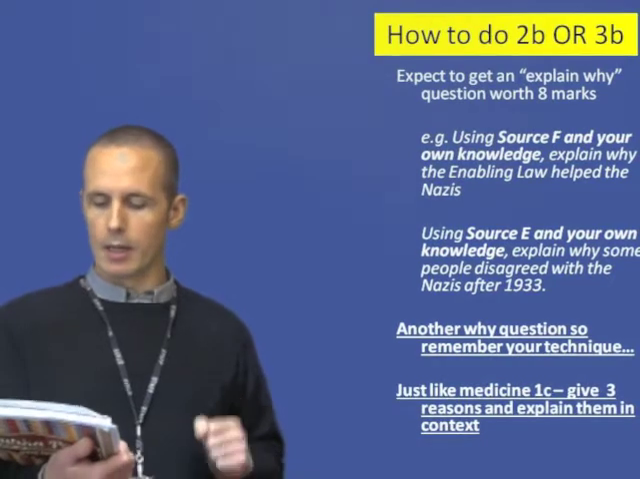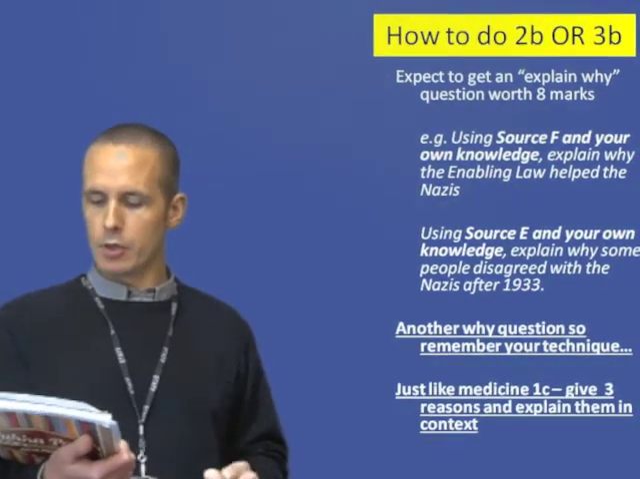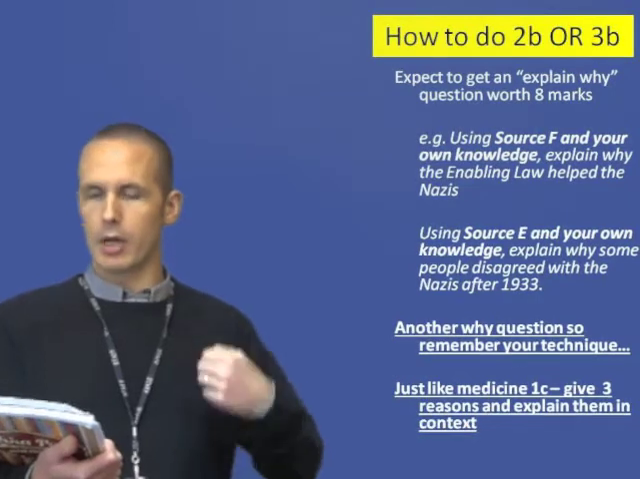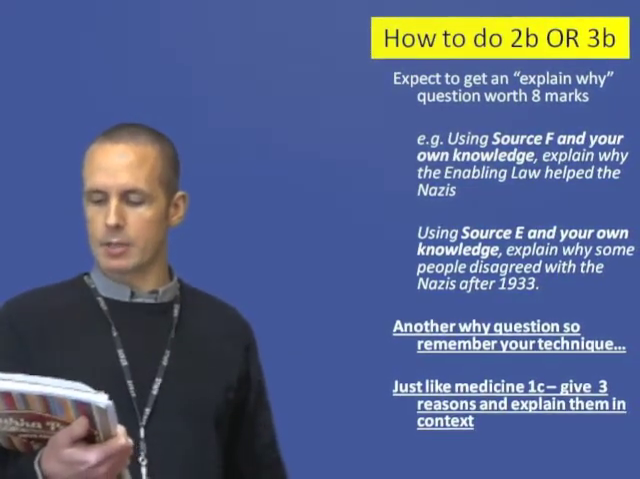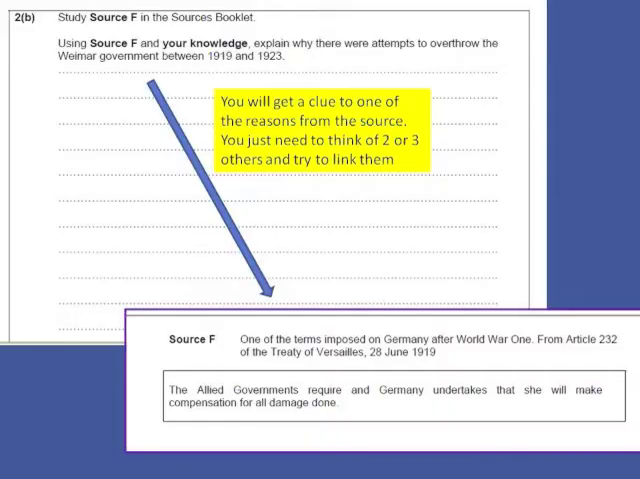Next one will say something like, study source F, using source F and your own knowledge, explain why so-and-so. Okay? In the case of the example here, it's explain why there were attempts to overthrow the Weimar government. Now, you will get one of the reasons from the source, so the source will give you a bit of a hint. Okay, so if you have a look on the one here, you will see that one of the reasons people were so annoyed with the government at this time was the massive reparations they had to pay from Versailles. So they've given you one reason, and all you need to do is explain why that would make people angry.